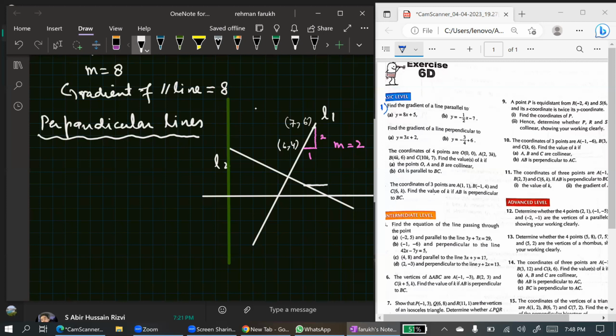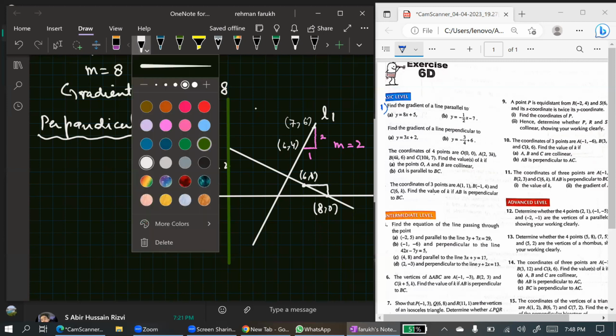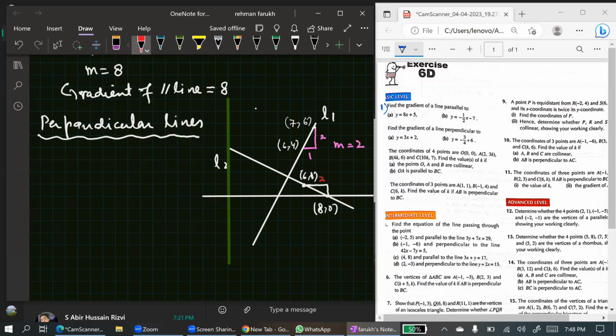We will draw a triangle. This point is (6, 1), and this point is (8, 0). The value of x is increased or decreased? The value of x has increased from 6 to 8, 2 units. And the value of y has decreased by 1 unit. So when there is an increase in x, there is a decrease in y. Because of the decrease, the gradient of this line is minus 1 by 2.